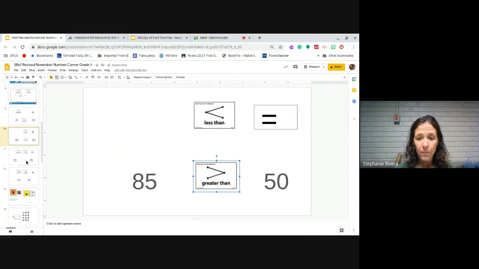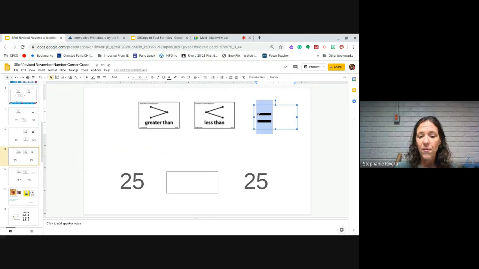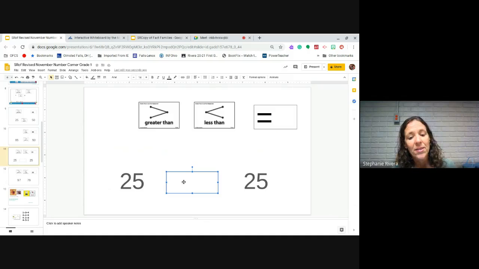Nice job. Next one, we have 25 and 25. What do you think? If I have a quarter and you have a quarter, who's got more? You're right. It is equal. 25 is equal to 25.